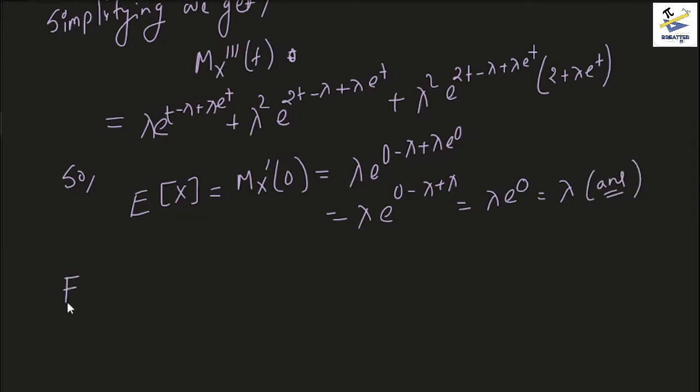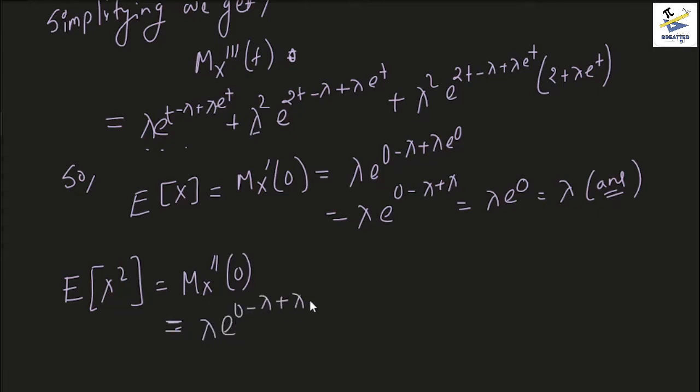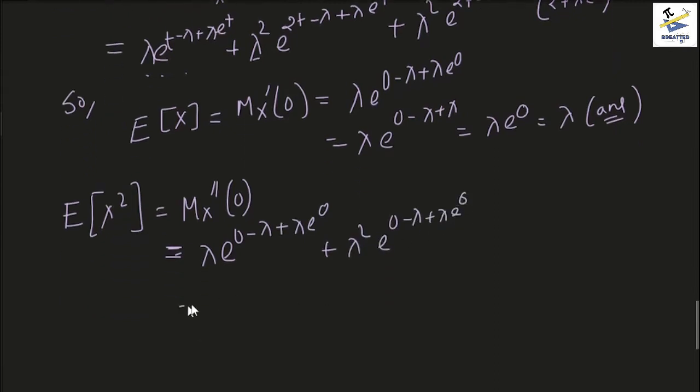Now the second moment. The second moment is basically given by M_X double dash 0, and this is this part. So we can write it as lambda e^0 minus lambda plus lambda e^0, plus lambda squared e^0 minus lambda plus lambda e^0. This gives you lambda e^0 plus lambda squared e^0, which gives you the answer as lambda plus lambda squared, which is also correct for the second moment.